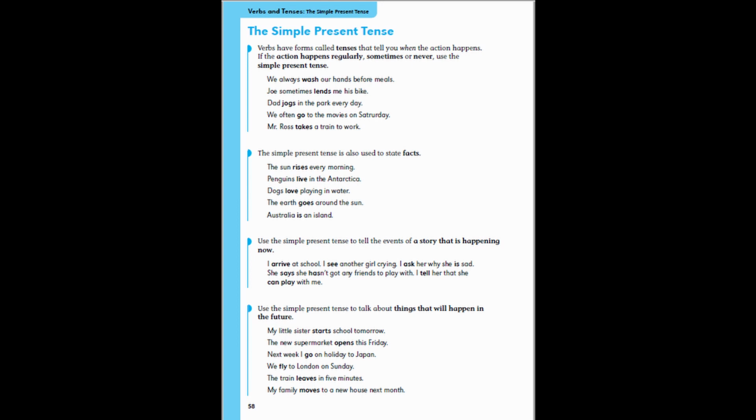Like I said, try to play around with the examples in your head. Try to make different sentences. Try to make questions to these sentences that are given to you.